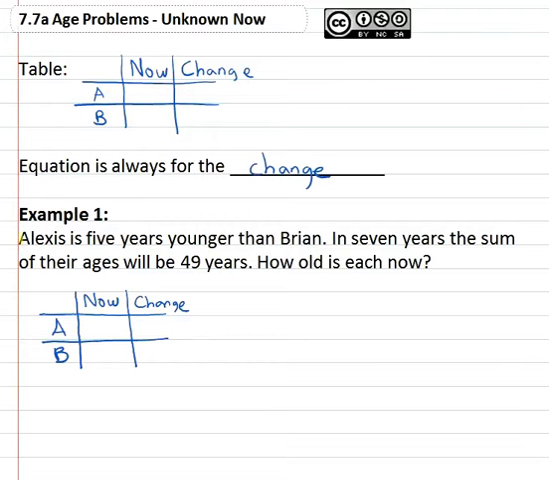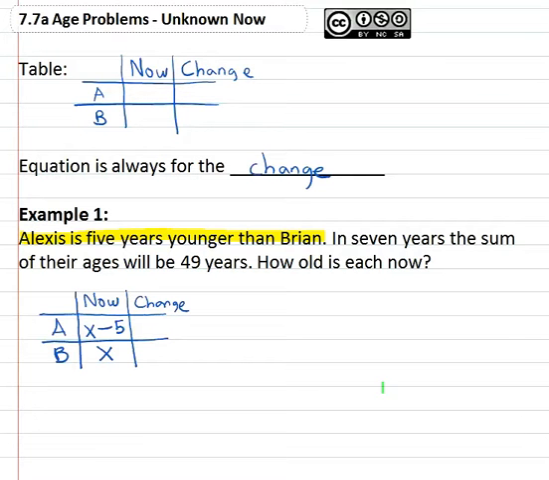Well, first we're told that Alexis is 5 years younger than Brian. Is talking about what's happening right now, so Alexis is 5 years younger than Brian. Well, how old is Brian? We don't know. So for Brian now, we're going to say X. What we do know is Alexis is 5 years younger. That means we have to subtract 5, subtraction's built backwards, from Brian. So Alexis now is X minus 5.